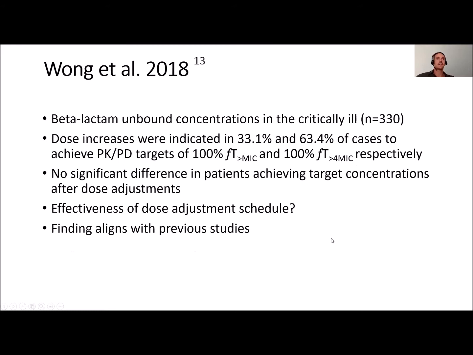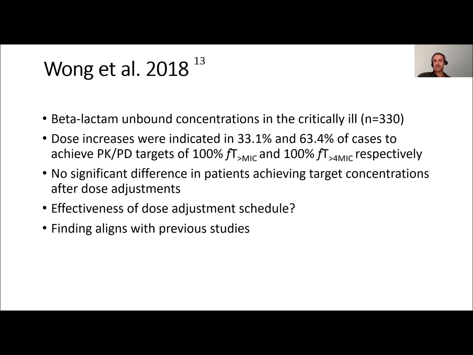Wong et al. in 2018 looked at beta-lactam unbound concentrations in over 300 critically ill patients. Firstly, using their empiric dosing, which is clinician's choice, when they were aiming for a target of 100% free time above MIC, they found that a third of patients, 33.1%, required a dose increase when they had taken their first level. And if they were aiming for the more aggressive target of 4 times MIC, they found that nearly two-thirds required a dose increase.